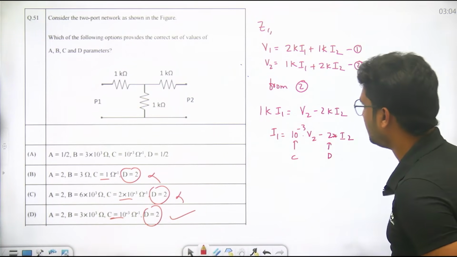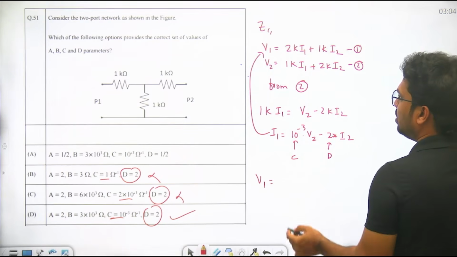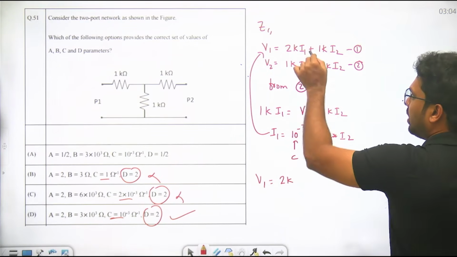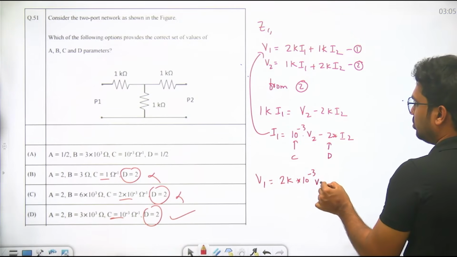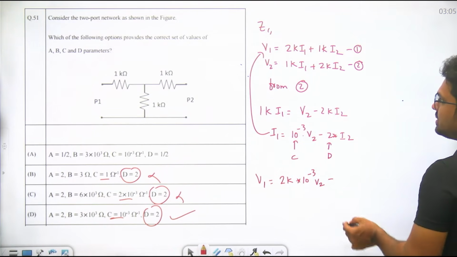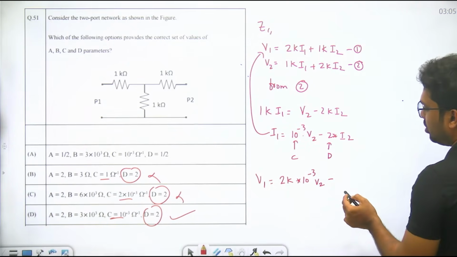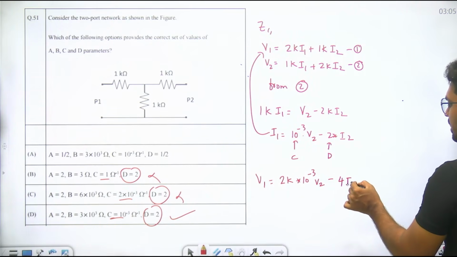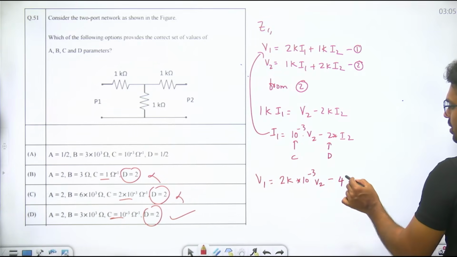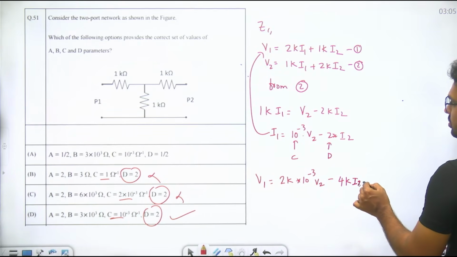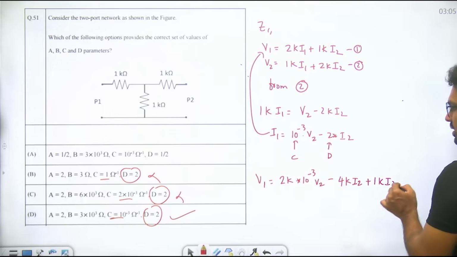But I can find here, substitute this in this. What is your V1? 2K into I1. What is I1? 10 power minus 3 V2 minus 2K into 2I2. How much? Minus 4K I2 plus 1K I2. Is it clear what I have done?